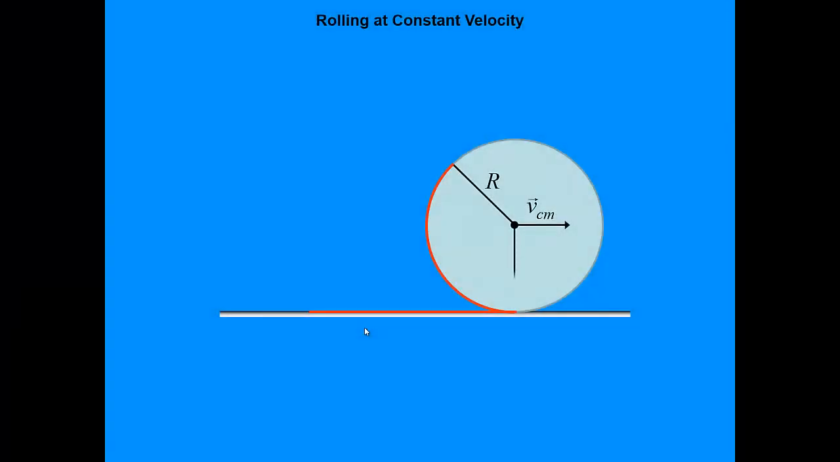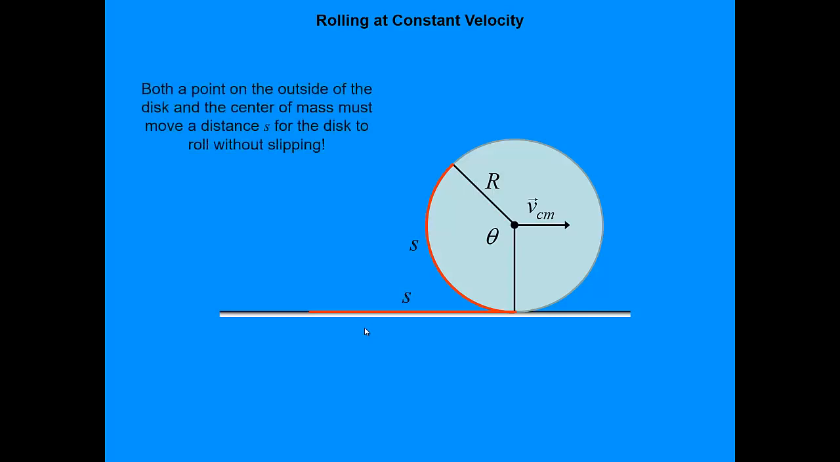So, if we drop a little vertical there, that's the angle it rotated through, theta, the angular position, in radians. That's the arc length a point on the outside moved, but that is also the distance the center of mass moved, only if it's rolling without slipping. If it's slipping at the edge, they'll move different distances. So rolling without slipping, those two things have to be the same.